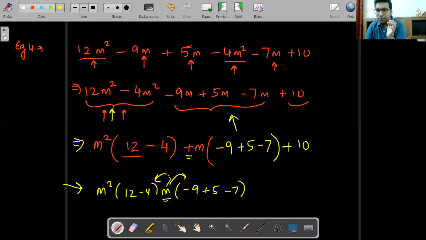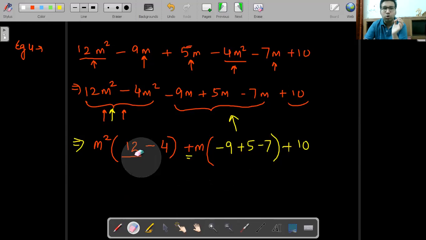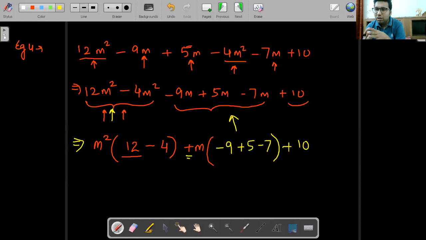Okay. Now, see, I could have told you the easier way. Not taking common is also possible. If we don't take common, then also we get the answer. Why? Let us see. Because 12m square minus 4m square is very simple. 12 minus 4 is 8m square. Similarly, minus 9 plus 5 is how much? Class, please tell me.